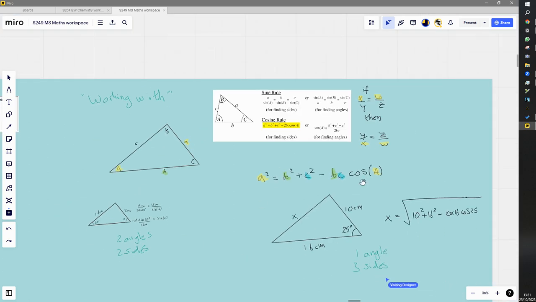So let's just have a look at the area of a triangle rule, which I thought would have come up straight away. I can't see it here, so I'm just going to pause the recording.